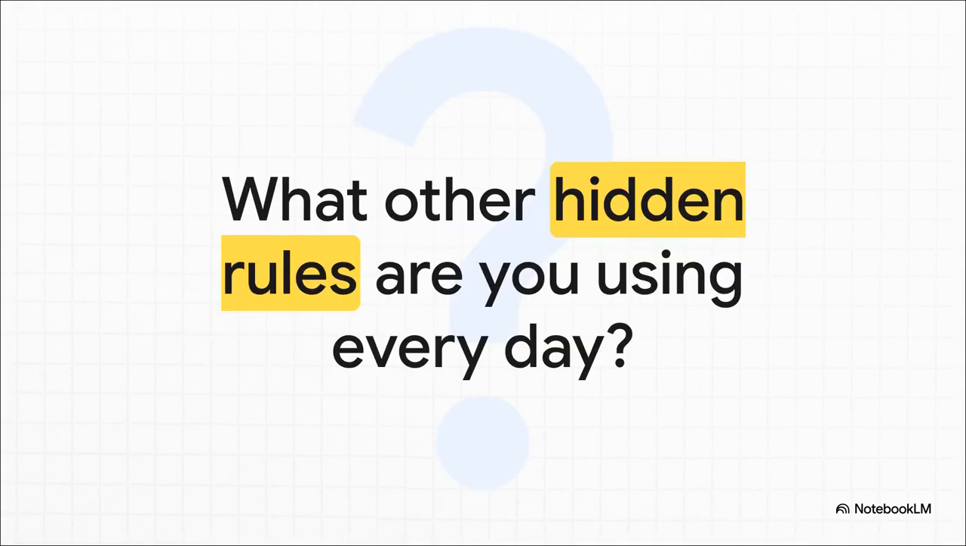So that leaves us with one final thought to chew on. These rules that govern our spelling, they're just one example of a hidden system that we use every single day. So my question to you is, what other hidden rules are shaping your world, just waiting for you to decode them?